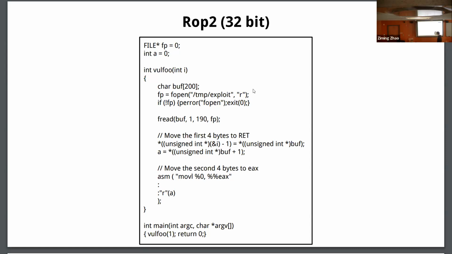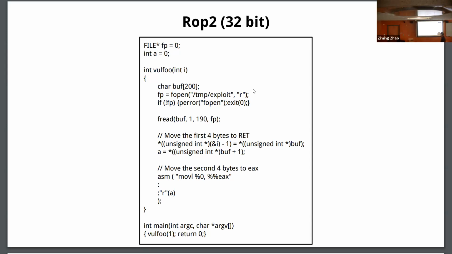Then the first 4 bytes of your input will move to the return address on the stack, which overwrites the return address. So even though there is no sequential buffer overflow, you can overwrite the return address. That's the first thing.